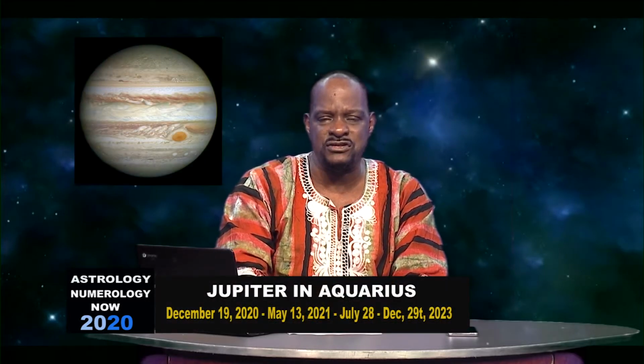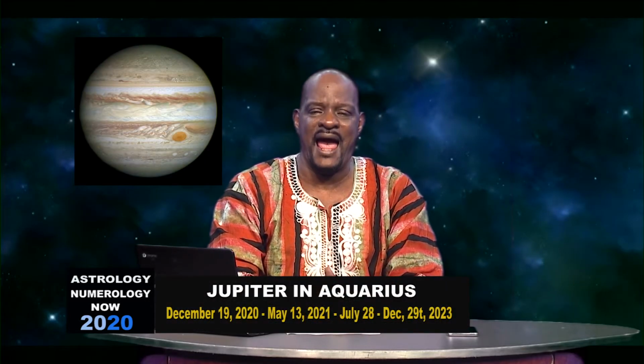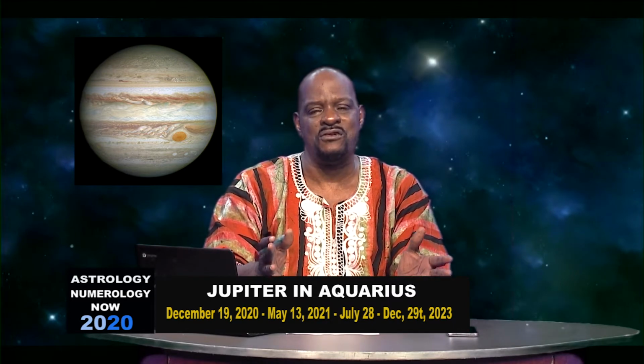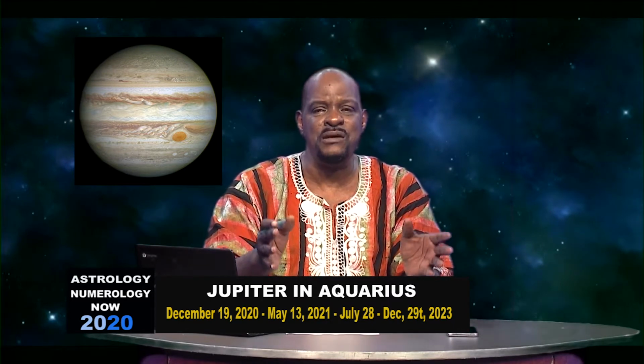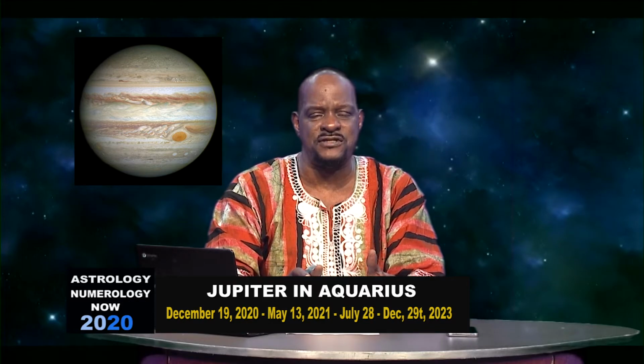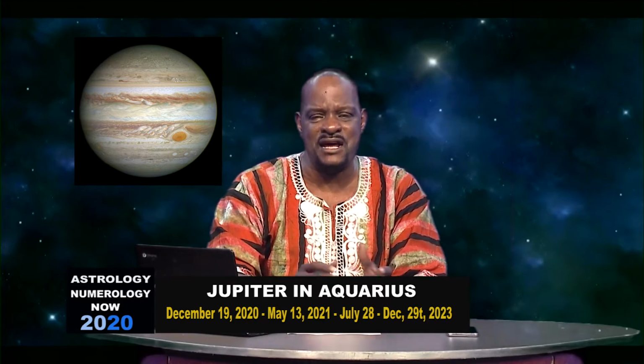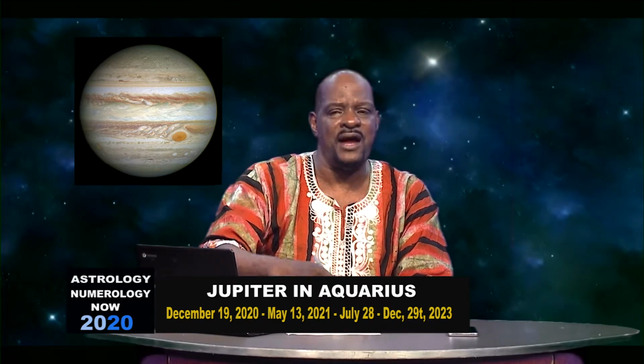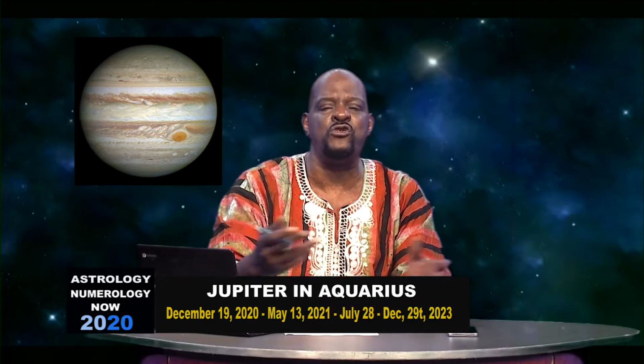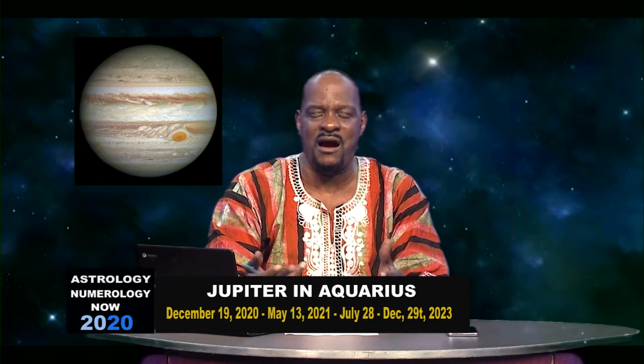Jupiter is the largest planet in our solar system. And Jupiter is so large, you can put 1,300 Earths inside of it. That's how big Jupiter is. Jupiter has about 62 moons orbiting around it.